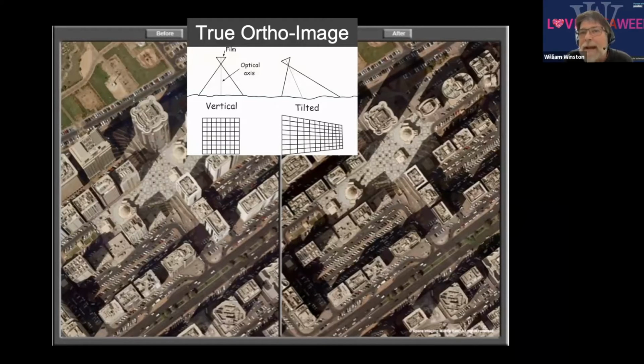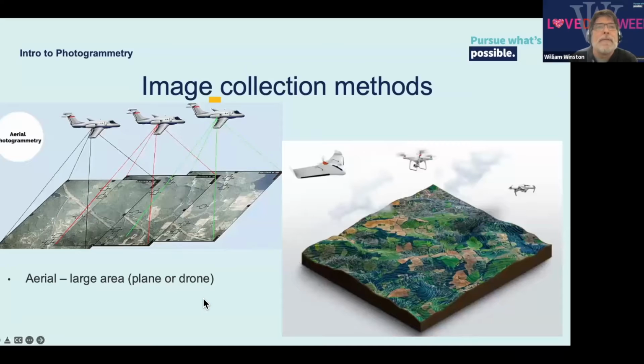As you can see on the right-hand side, we can still see the shadows extended from the buildings, but we don't see down the sides of those buildings anymore. And this was a product that they were advertising and selling to the Defense Department. So there are several different image collection methods that we can use for photogrammetry.